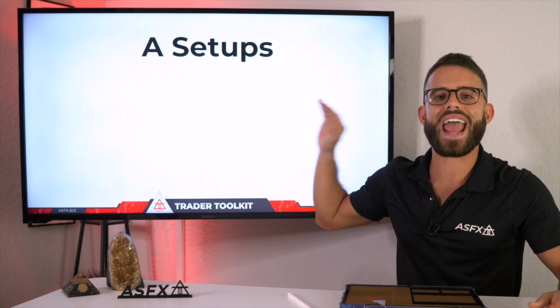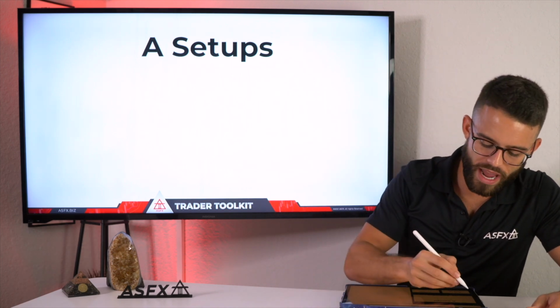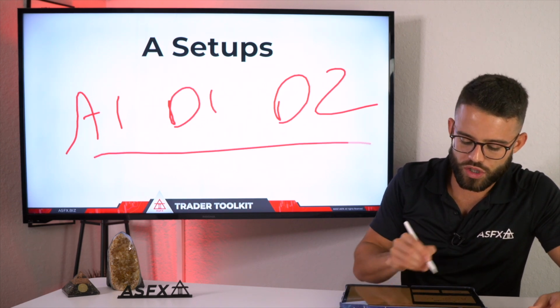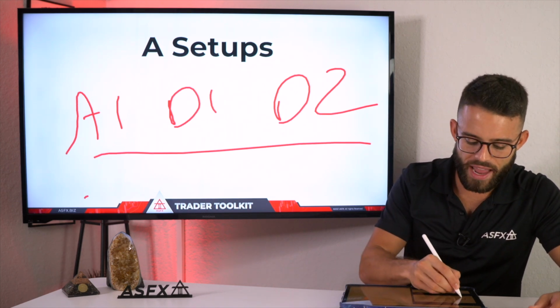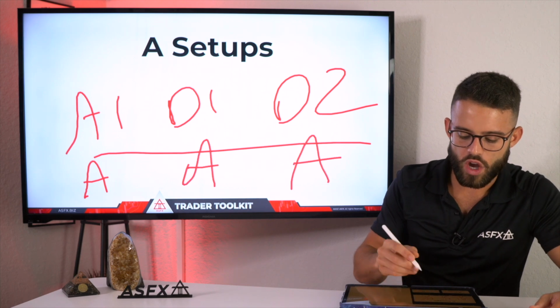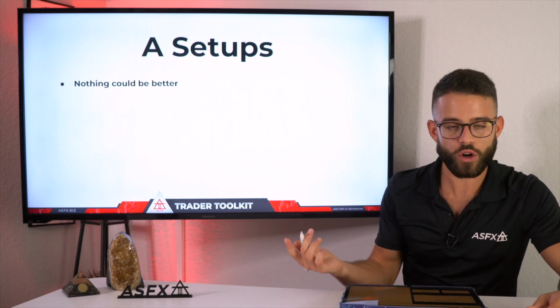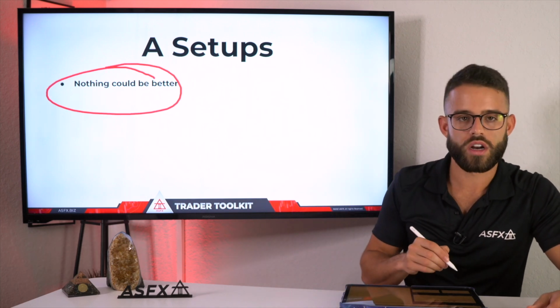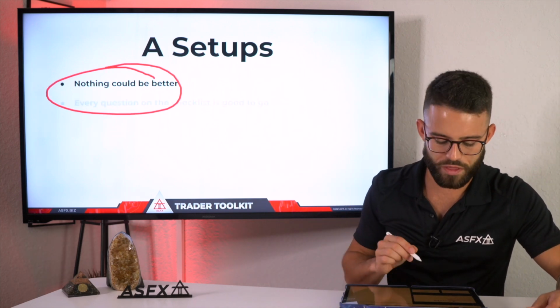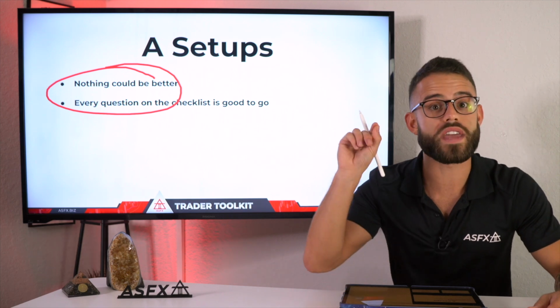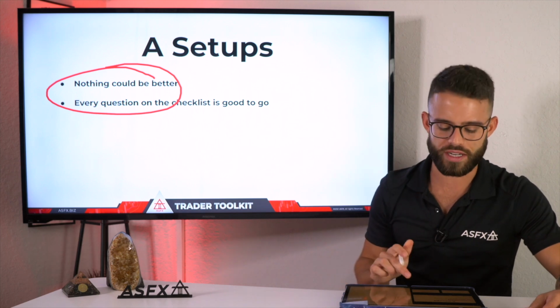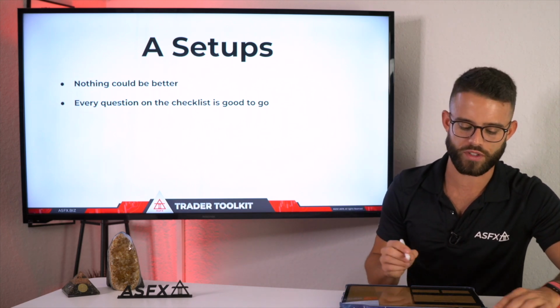So what goes into an A setup? Remember, we have 3 entry signals, A1, D1, and D2. Those 3 signals can each have A setups. So what goes into those setups? First, through the checklist that we work through, nothing can be better. You can't find anything wrong with it. These don't happen too often, so when they do present, it's our duty, it's our job to take these trades as they present, because they don't present very often.